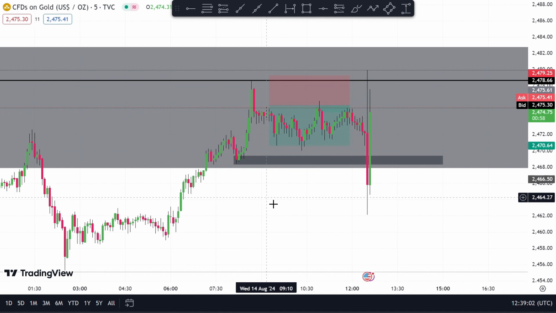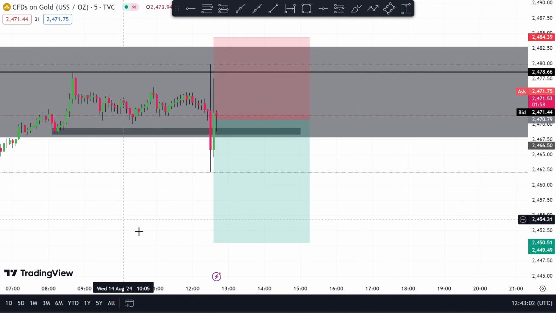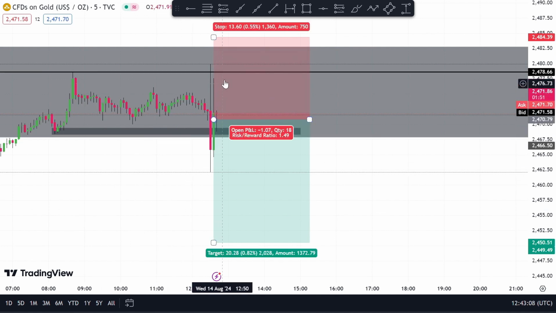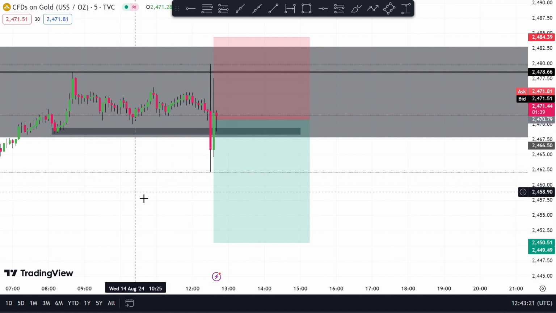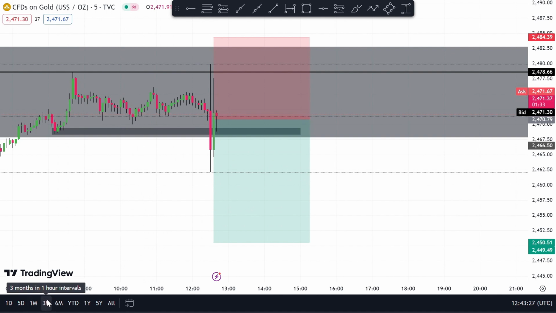All right guys, so we decided to enter at this point. We entered the trade at this point, and our stop loss was right above our supply zone here. You can see we already entered the trade, and let me show you where I'm setting my take profits.